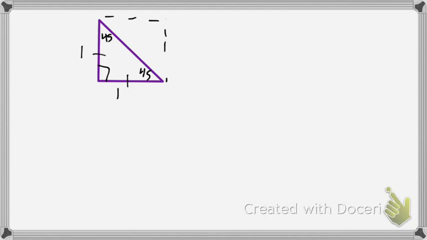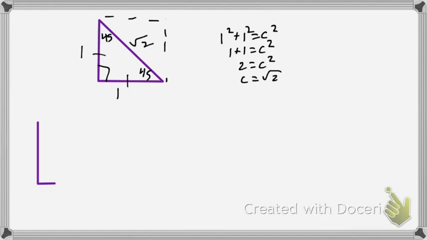So using the Pythagorean theorem, how would we find the hypotenuse? Well, we'd go 1 squared plus 1 squared equals c squared. That gives us 1 plus 1 equals c squared, or 2 equals c squared. We take the square root of both sides, and we get c equals the square root of 2. Now watch what happens when we do another 45-45-90 triangle, except this time, instead of using 1, we're going to use 4.